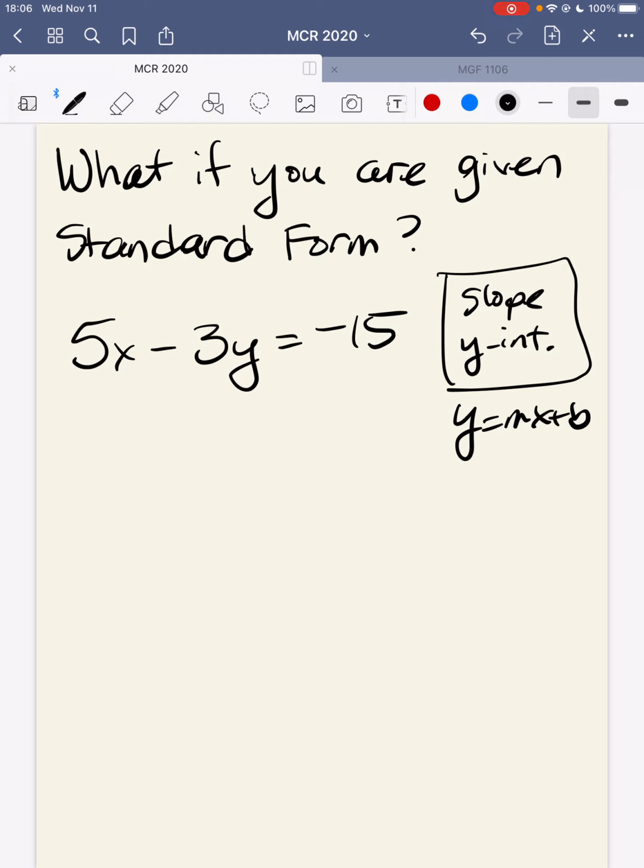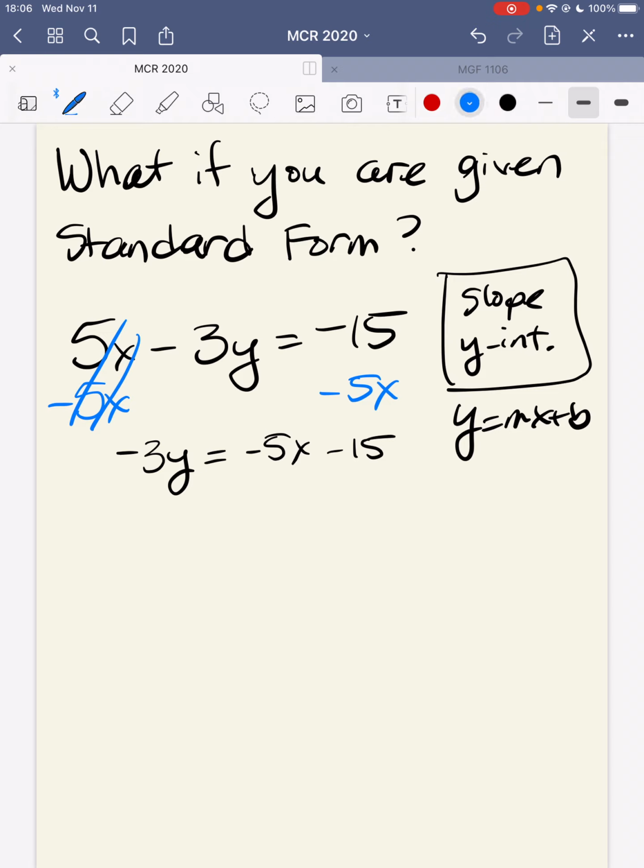All right. So the first thing I want to do is solve for y, which means I need to subtract my 5x over to the other side. Remember, this is just like solving equations, and I want to move my 5x over to the other side. This will cancel out, and I'm left with negative 3y. And remember, I want my x term in the front, so I have negative 5x minus 15.